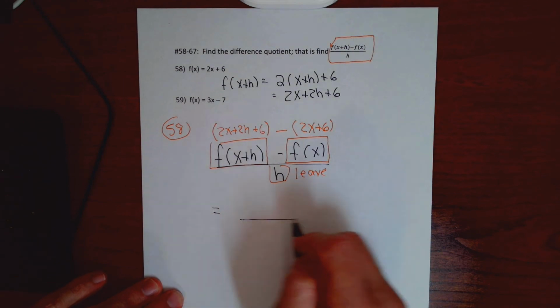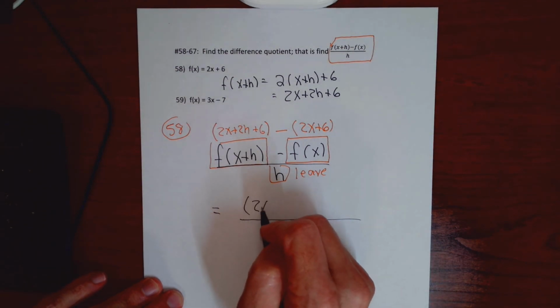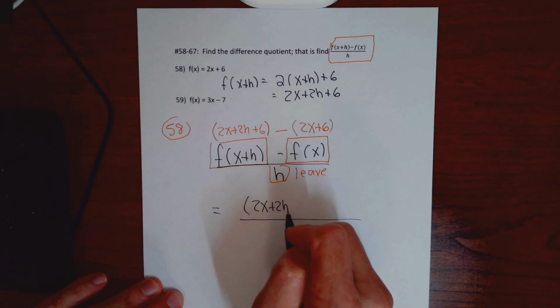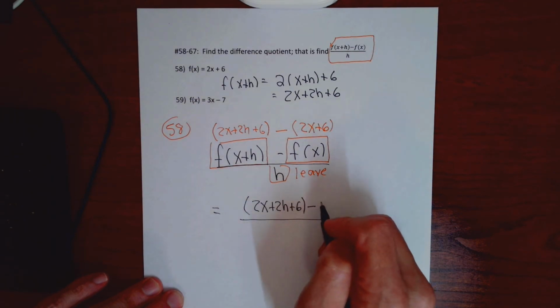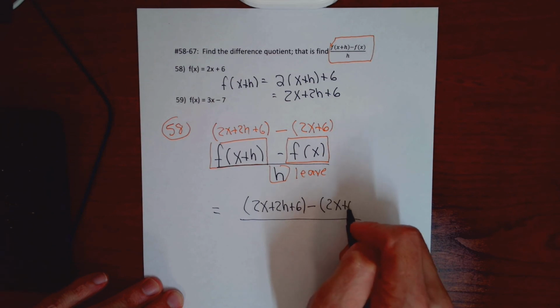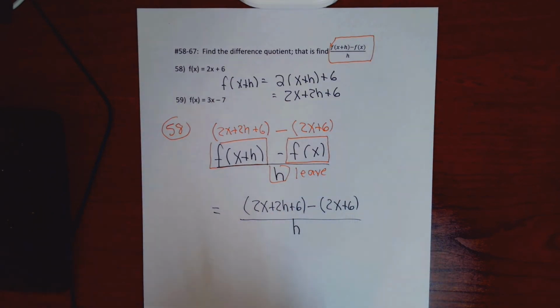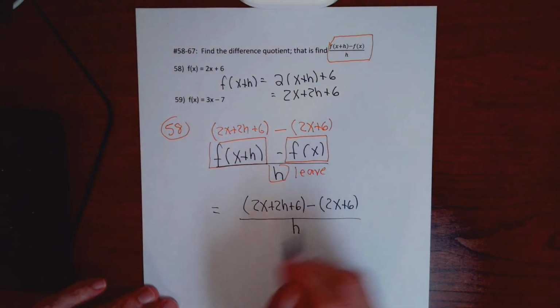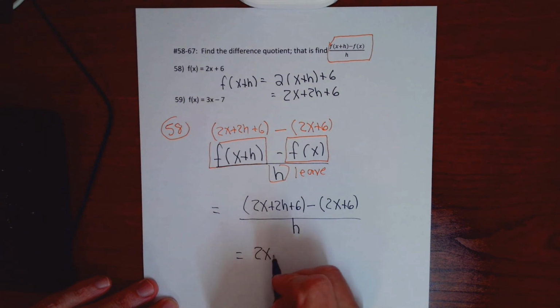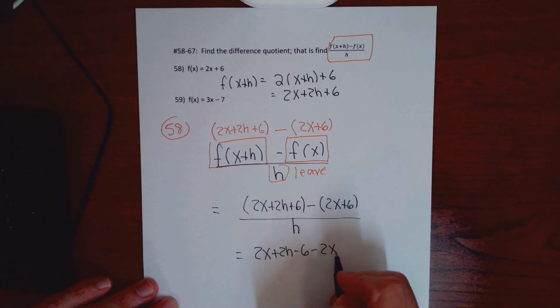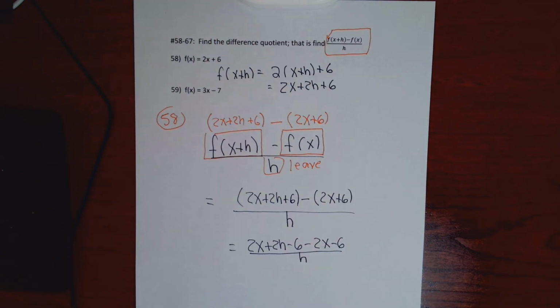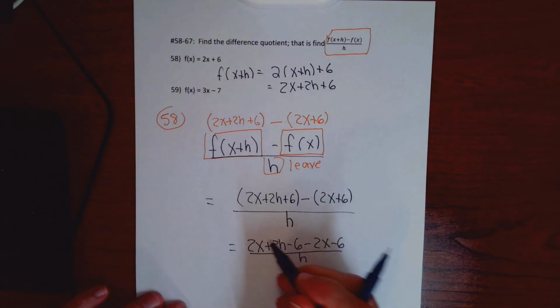So for problem 58, the difference quotient is going to be f of x plus h, which is 2x plus 2h plus 6, minus f of x, which in this problem is 2x plus 6, all over h. All I need to do is simplify this, and it simplifies a bunch. In the numerator, first parentheses I can just drop without doing any changing. Second parentheses, I need to change the sign of both the 2x and the 6 to minus. That's going to give me 2x plus 2h minus 6 minus 2x minus 6 over h.